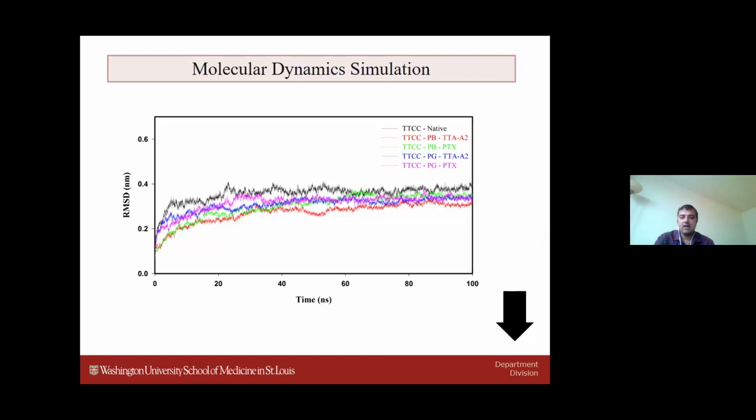Further, molecular dynamics was used to determine the stability of this protein with both drugs. We performed the molecular dynamics in the absence or presence of TTA-A2 and PTX at both sites, and we analyzed different measures of the molecular dynamics, like root mean square deviation, radius of gyration, and hydrogen bonds. The RMSD results indicated that binding of TTA-A2 and PTX with TTCC forms stable TTCC-ligand complexes, and the TTCC pore blocking TTA-A2 complex is the most stable as compared to the other complexes.